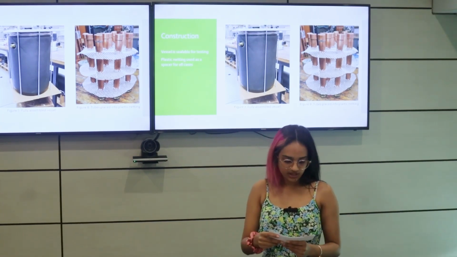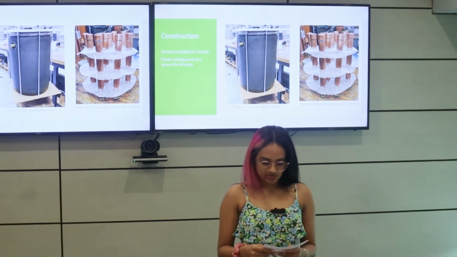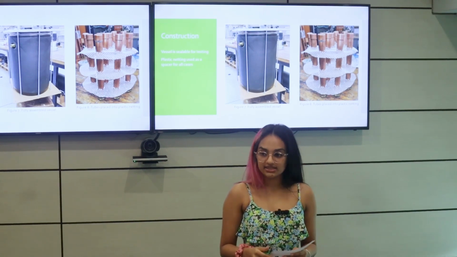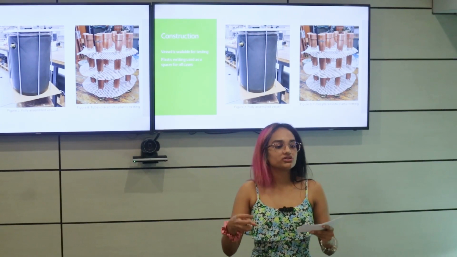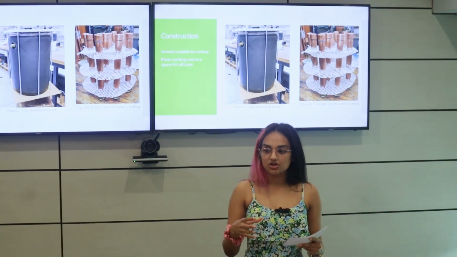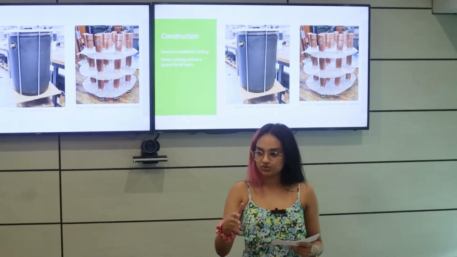In order to hold my pipe arrangement in place, I used a plastic netting that can be seen in figure 8. This was to act as a horizontal spacer so that my pipes did not move during testing as water was flowing through it.